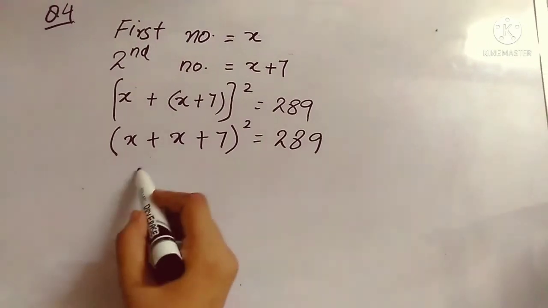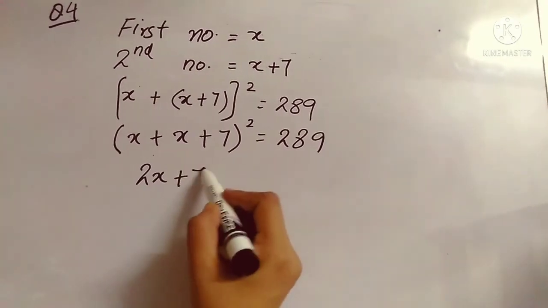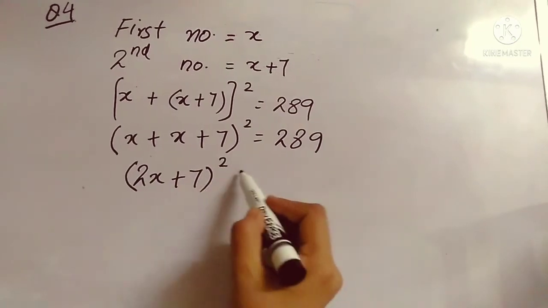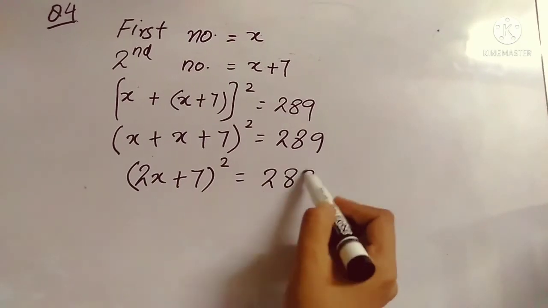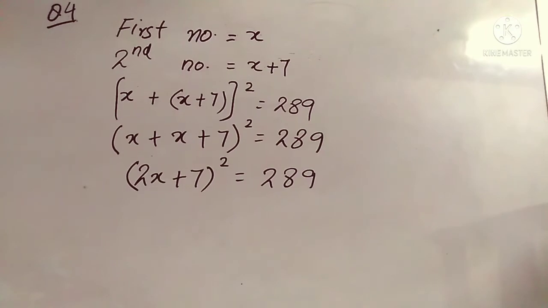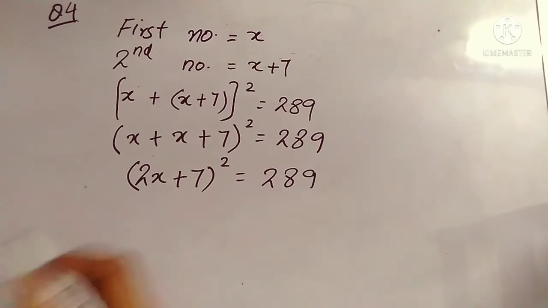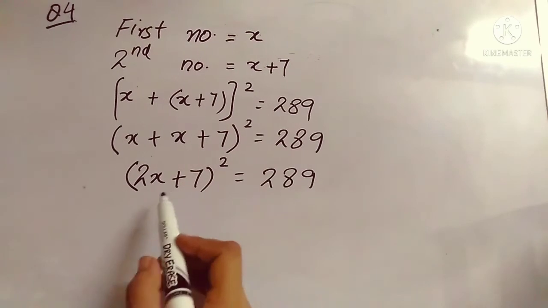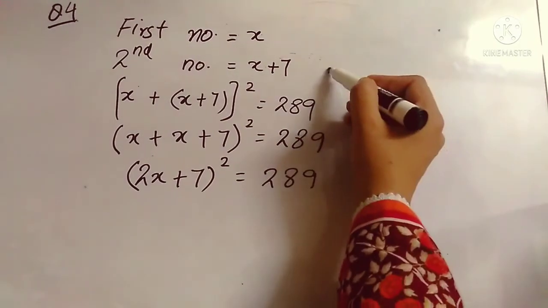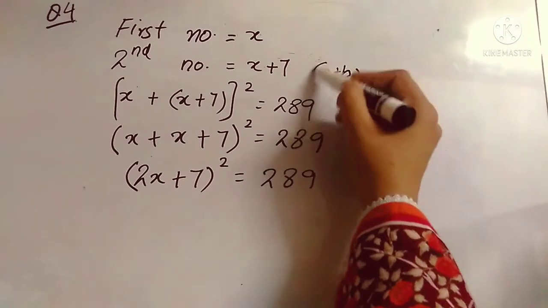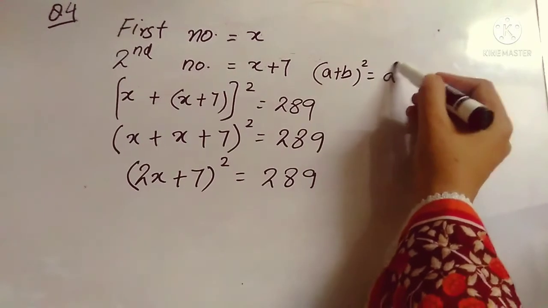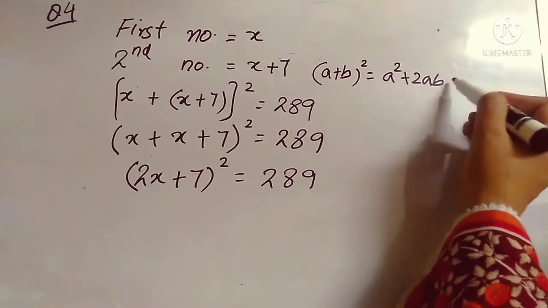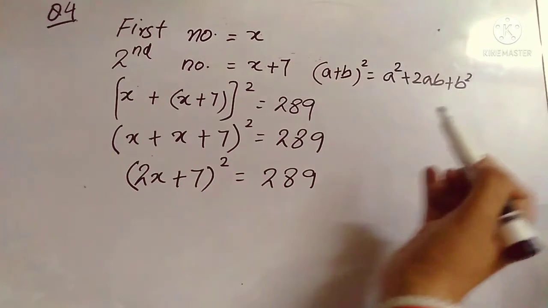So x plus x is 2x. So 2x plus 7 whole square is equal to 289. Now we are having the identity, so we are going to open it now. a plus b whole square. We are using this identity, which is a plus b whole square is equal to a square plus 2ab plus b square. We are using this identity over here.